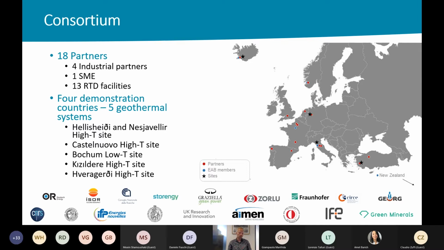We have also been doing feasibility analysis in Castelnuovo in Italy, which is a high temperature site. And we are preparing injections in Kızıldere in Turkey, which is one of the large power plants there. And finally, we are looking into options for injecting CO2 into a cold sandstone reservoir in Germany. You can see here it's a quite diverse group of members, and we are scattered around Europe.